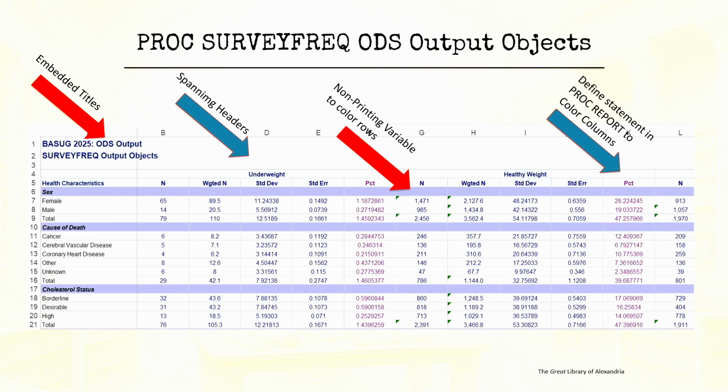Thank you for your presentation. I'm just wondering if you have any recommendations for combining ODS with proc tabulate, especially for complex tables with multiple groups.